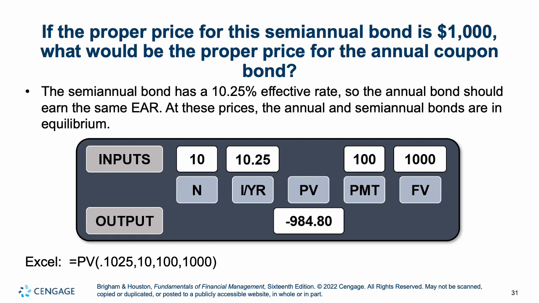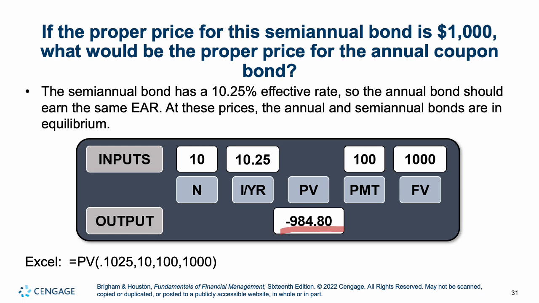If the proper price for the semi-annual bond is $1,000, what would we expect the price for the annual coupon bond to be? So the semi-annual one is a 10.25% rate. The annual one should earn the same. So the annual and semi-annual would be in equilibrium in this sense. So if we put in 10.25%, what are we going to get here? We'll get a present value of $984.80. So the annual one, $984.80 here.